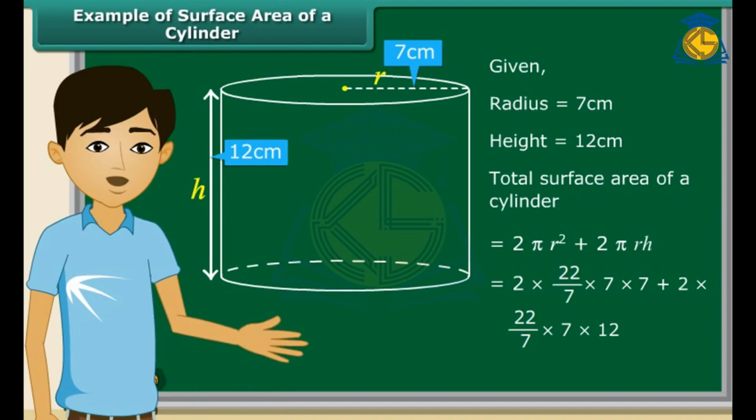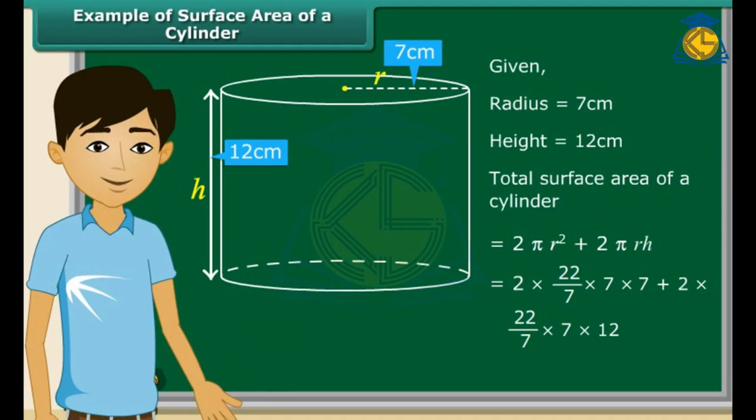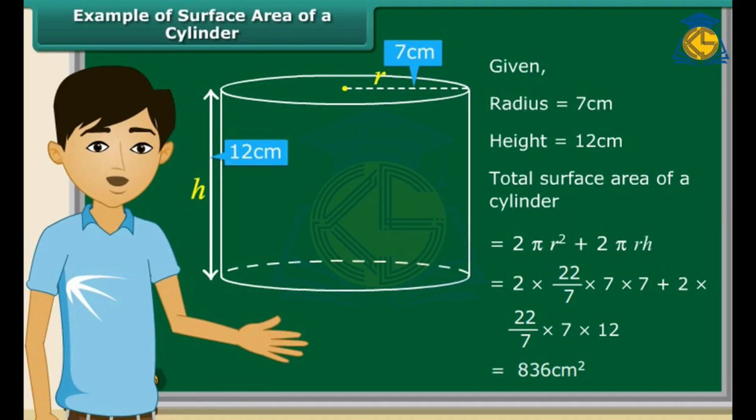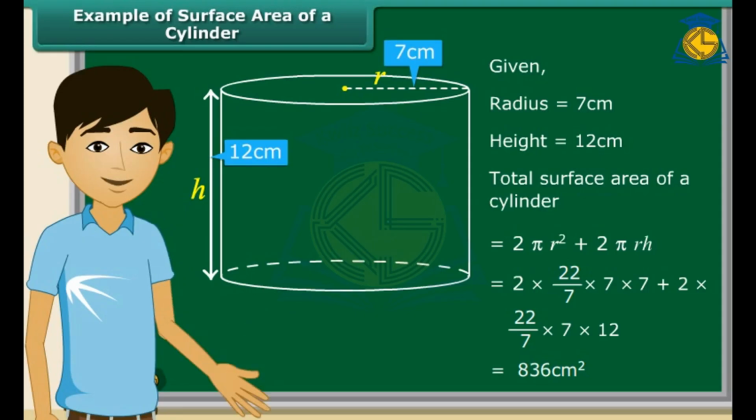So, 2 × 22/7 × 7 × 7 + 2 × 22/7 × 7 × 12. This gives the surface area of this cylinder, which is equal to 836 centimeters square.